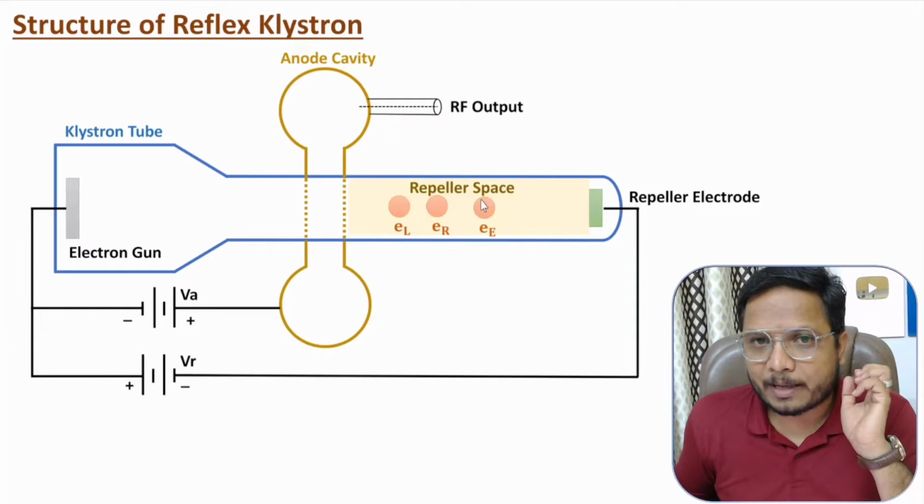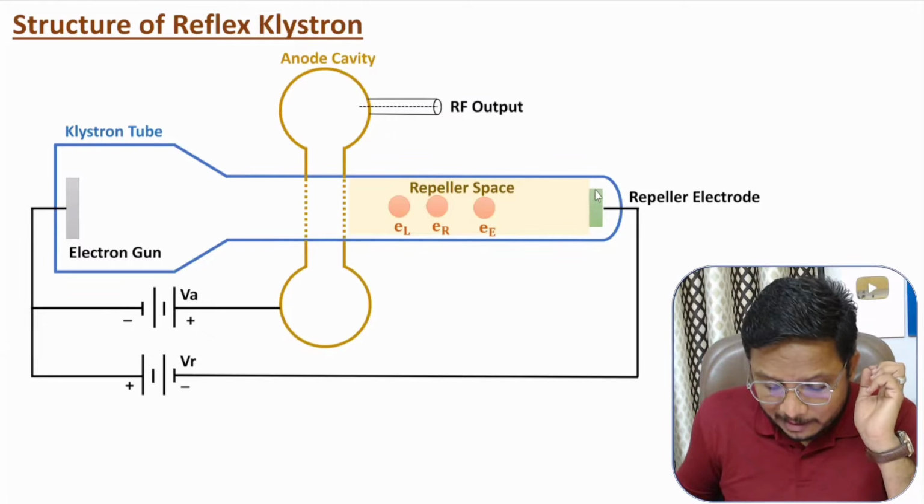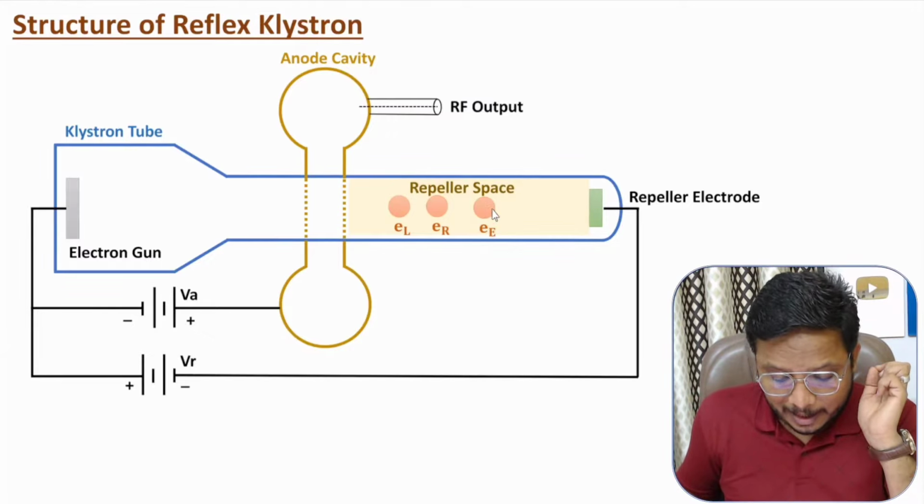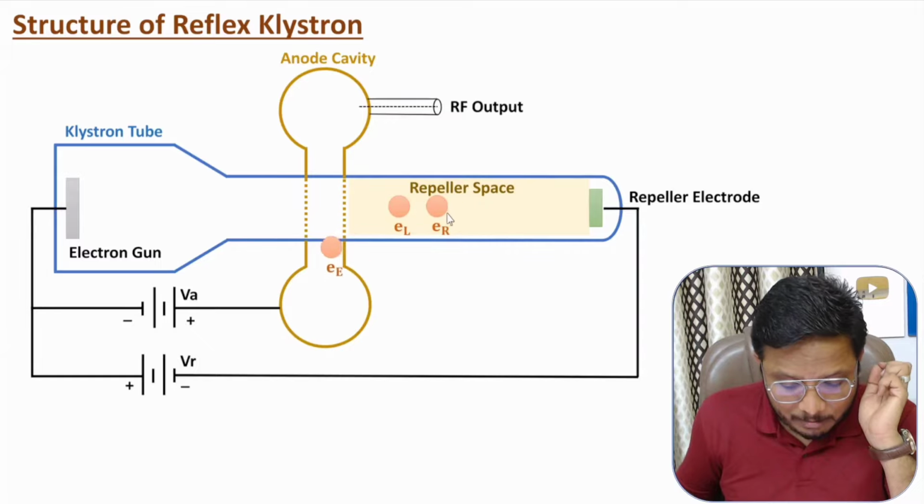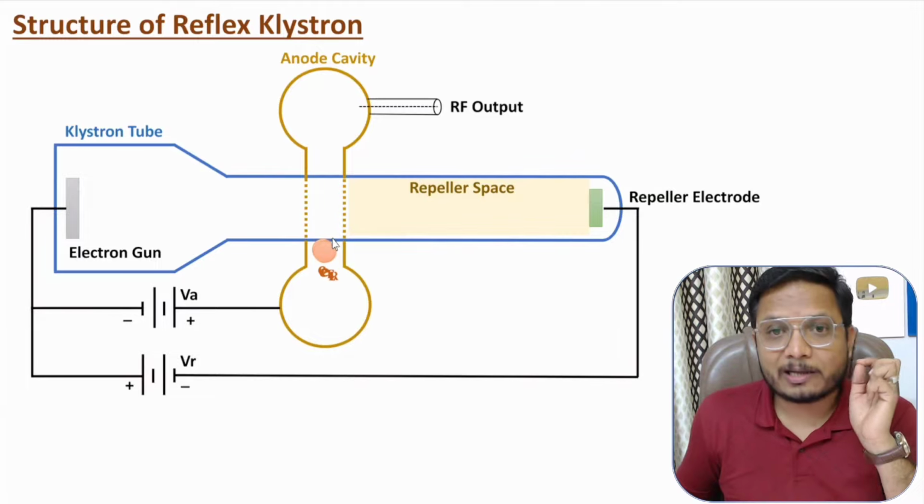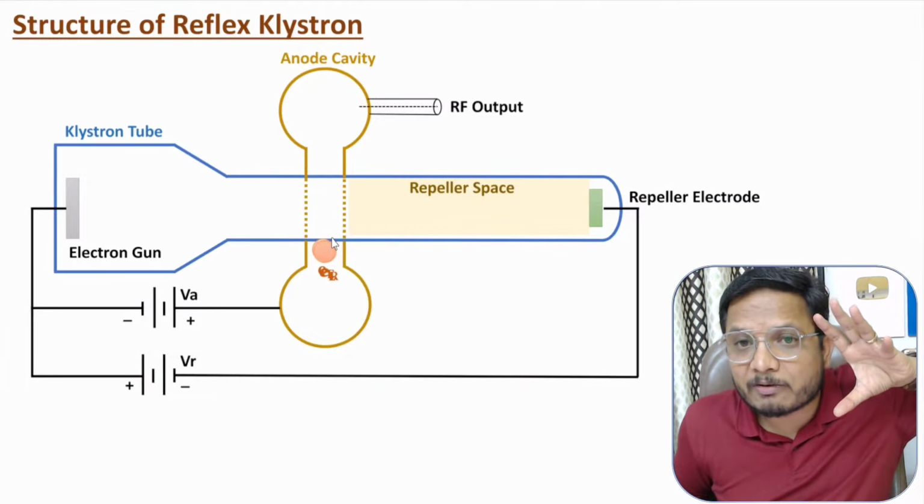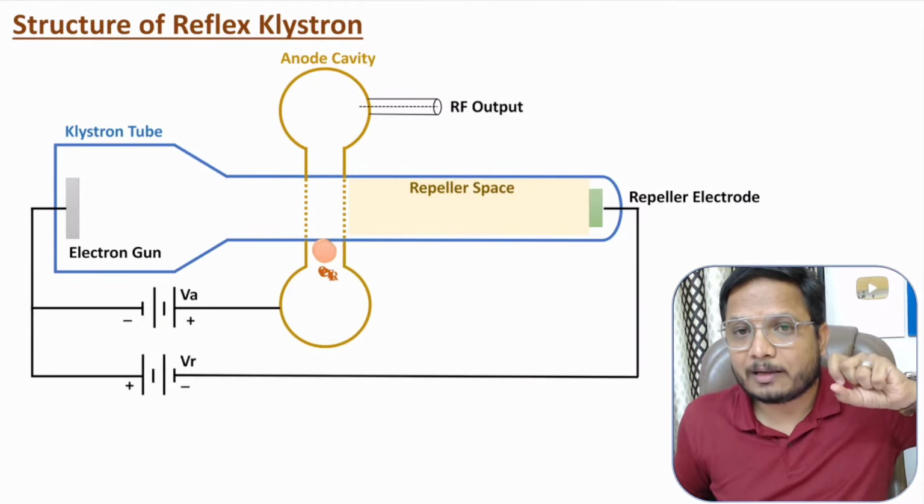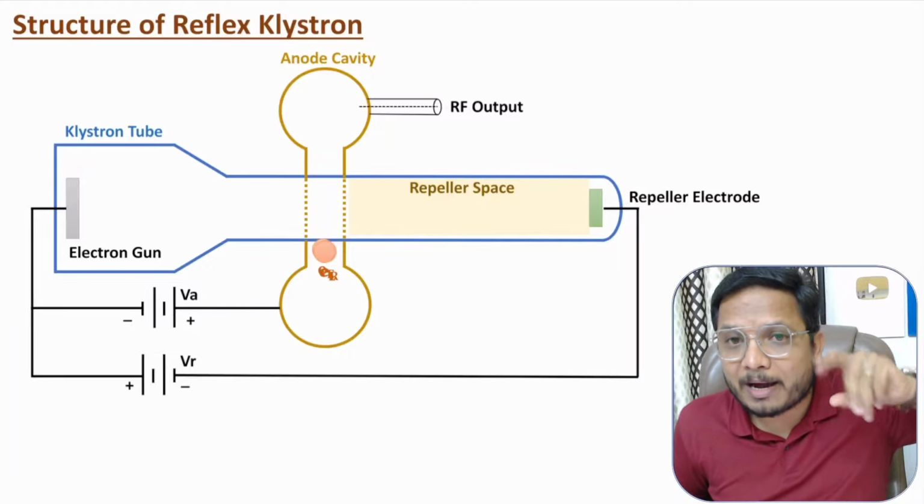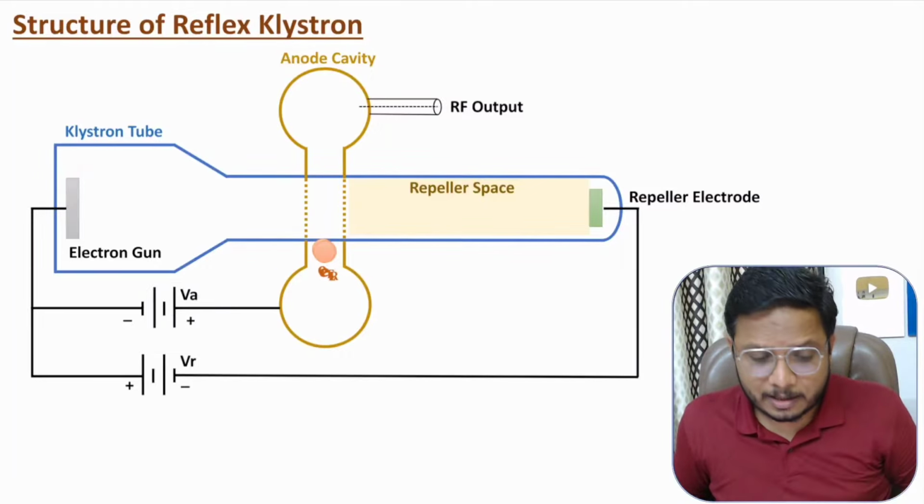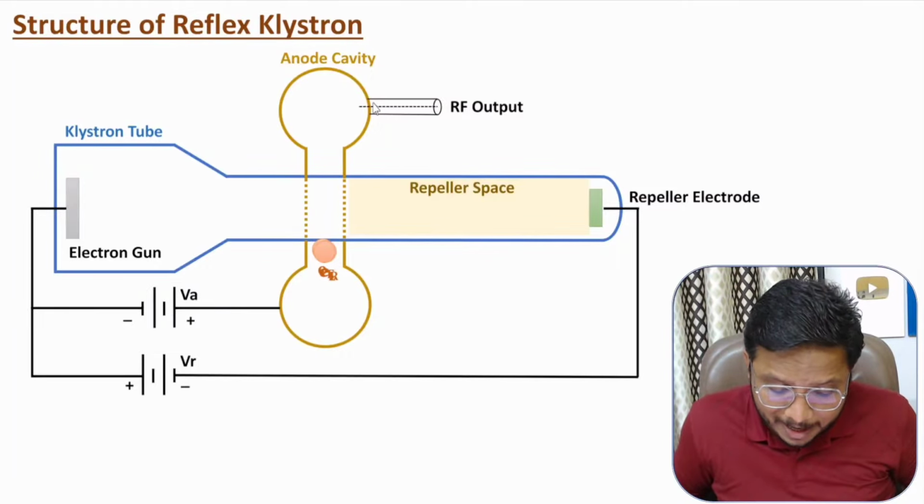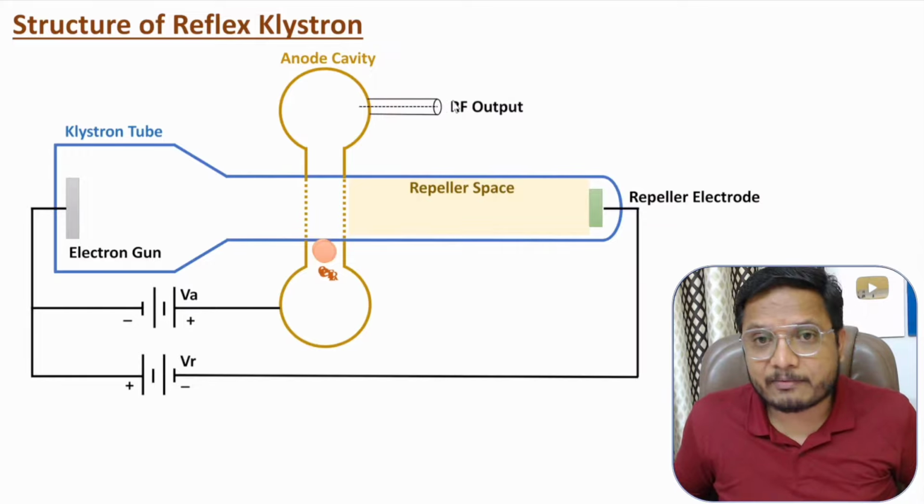Now what will happen? This Rappler electrode will repel these electrons, and these electrons will be moving towards anode cavity, and based on velocity modulation, what will happen? There will be generation of electron bunch. And as electrons are getting bunched at a same instant, here one can have microwave output, which is RF output, right?